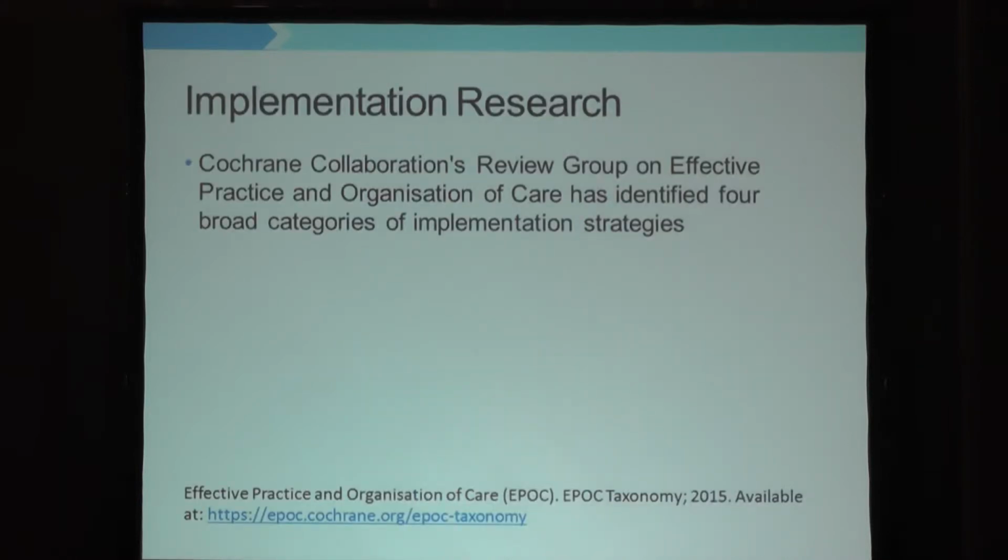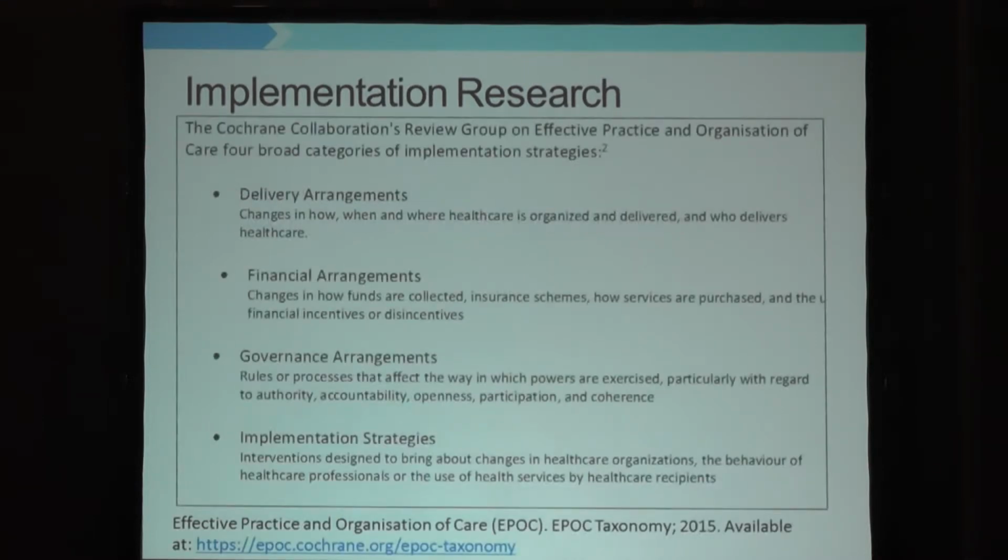So if we look to the Cochrane Collaboration's review group on effective practice and organisation of care, it has identified 4 broad categories for the implementation strategies. So these are in a little bit more detail than the 4 E's. And I'd just like to take you through some of these, and then I'll pick out a few to focus on, to elaborate on a bit more.